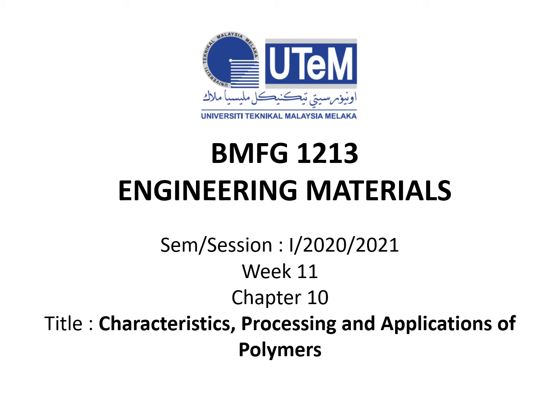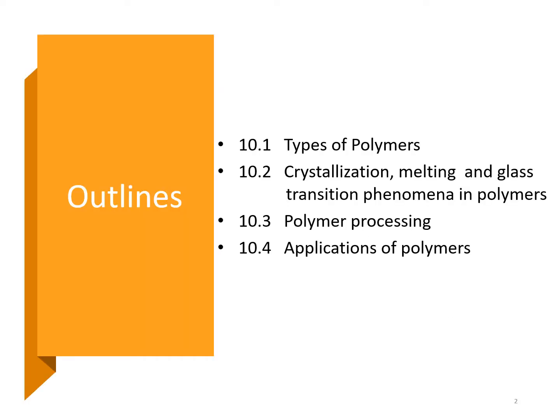For this week, we will be discussing chapter 10 on the characteristics, processing and applications of polymers. Before we begin with the presentation, let us look at the outlines of the chapter, which is first on the types of polymers, followed by crystallization, melting and glass transition phenomena in polymers. We will also discuss polymer processing and lastly the applications of polymers.